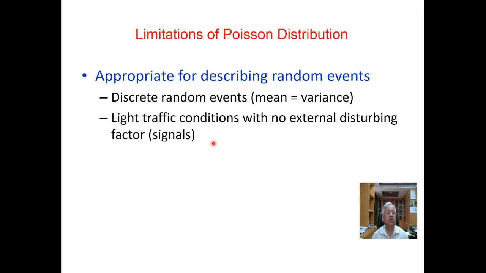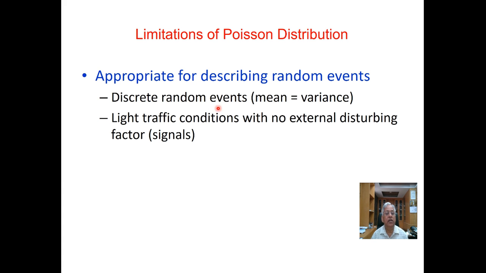The limitations of Poisson distribution are that it is appropriate for describing random events only. And the first condition is that the mean should be close to the variance. It need not be exactly equal, but it should be very close to equal. Mean should be equal to variance, and it is only applicable for discrete events. So the values should be 0, 1, 2, 3, 4, 5. It cannot be 1.2, 1.3 as in the case of a continuous probability distribution.